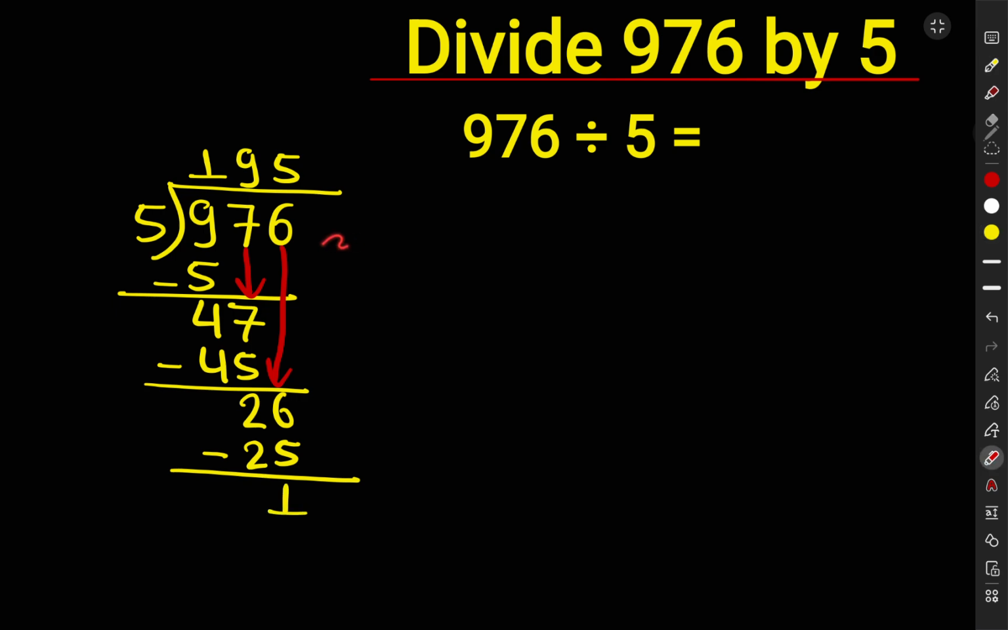So now we have no other number to put down. So we take here a decimal, so that we put 0. So it is 10 and 5 times 2 is 10. On subtracting we get 0. So 976 divided by 5 is 195 decimal 2.